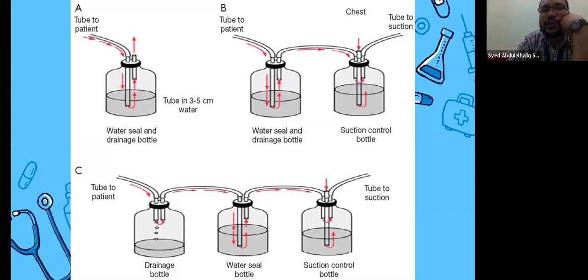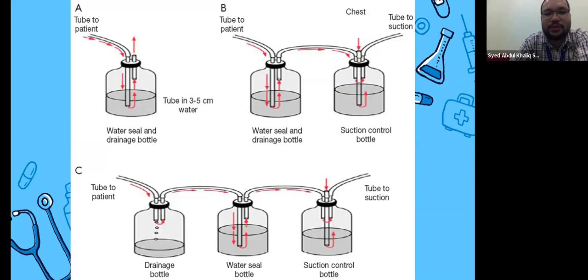Why is the underwater seal important? Underwater seal is important to prevent the re-entry of air into the lung. Okay, so the water actually creates a barrier so that air can go out but cannot come in, because of the water and surface tension with atmosphere and things.